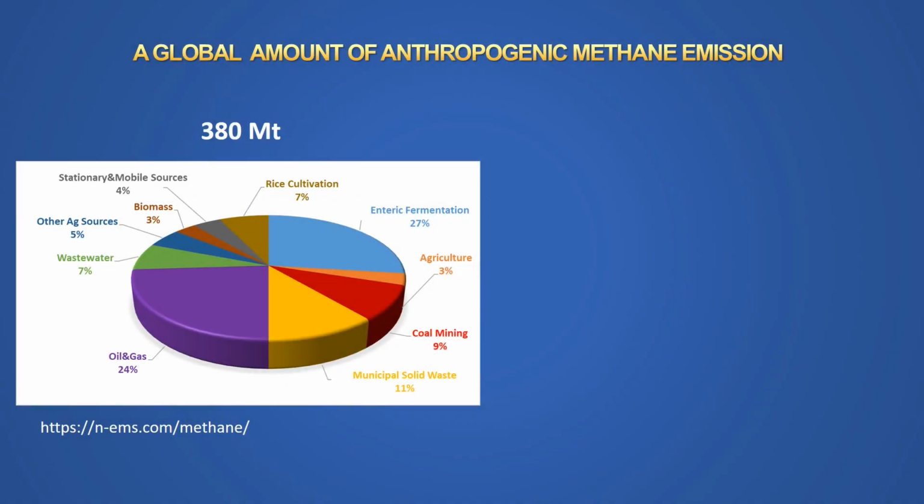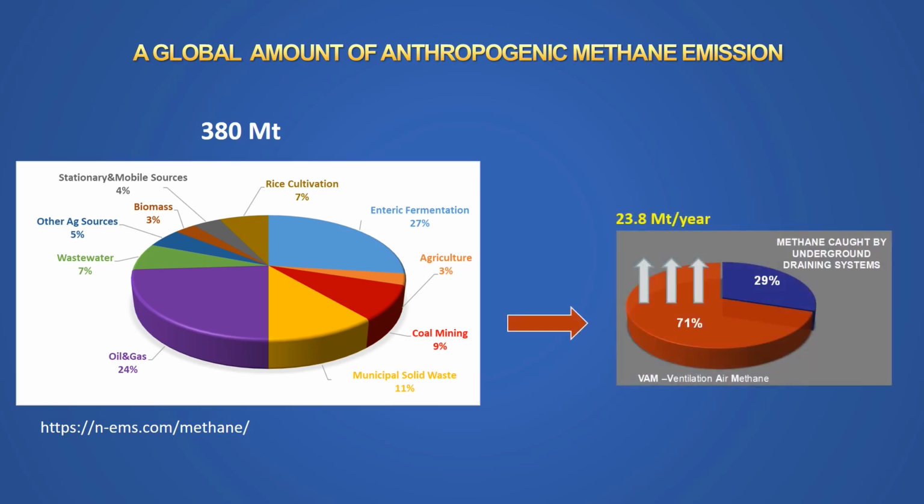The sources of methane emission can be very different. The source which is in our interest is methane from the coal mine industry. About 70% of the total amount of methane which is released during coal mine exploitation escapes into the atmosphere as VAM, negatively affecting the environment.